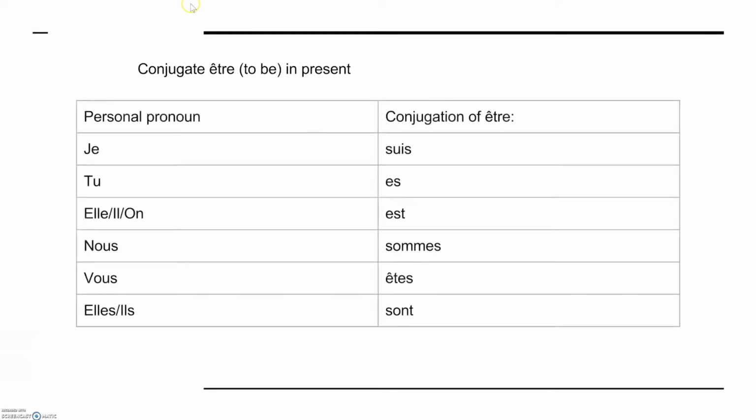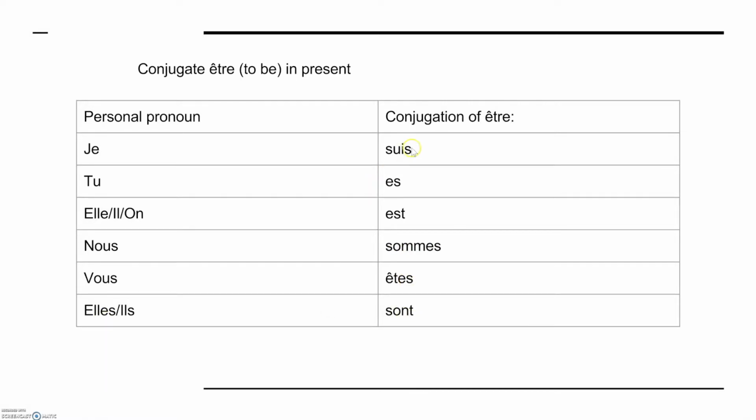So être. Être means to be. If you conjugate être in the present tense in the je form, it's je suis, which means I am. Tu es is you are. Elle est is she is. Nous sommes is we are. Vous êtes is y'all are. And elles sont is they are.